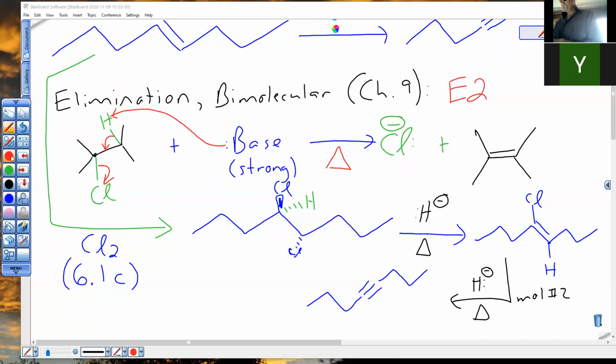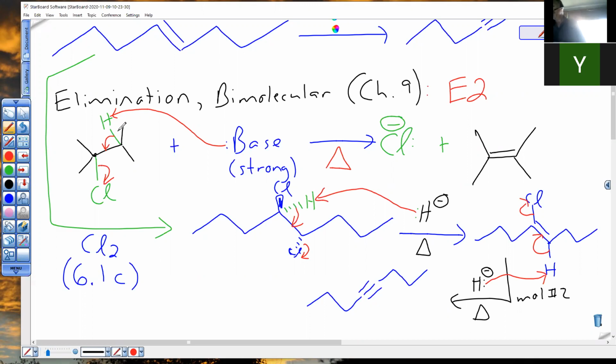Then we use the mechanism above. The H minus can grab this H. The sigma becomes a pi, and the leaving group does what leaving groups do. It leaves and gives us this alkene here. And then you have another vicinal carbon to this chlorine. And the same story, encore une fois, one more time, gives you a triple bond where you used to have a double.